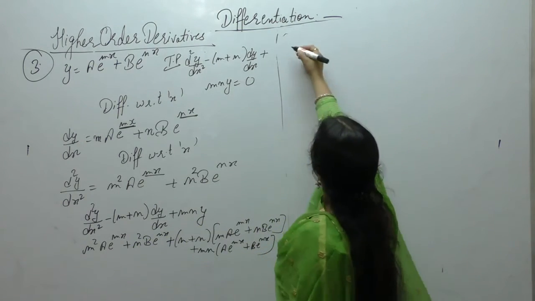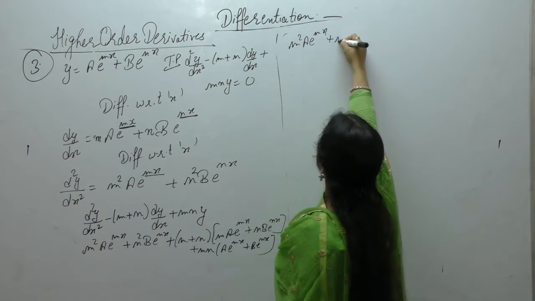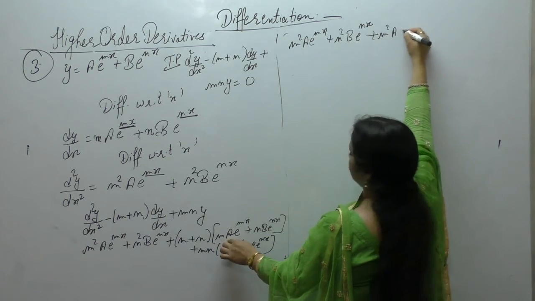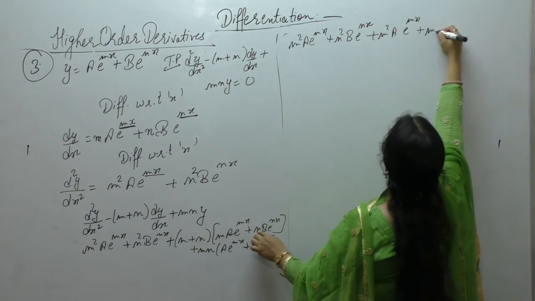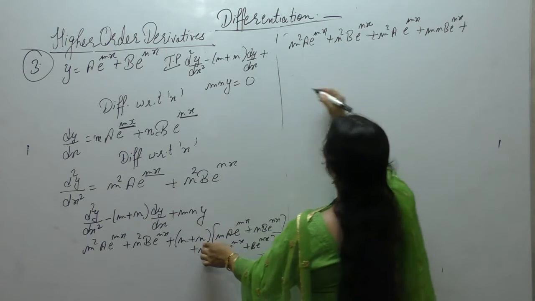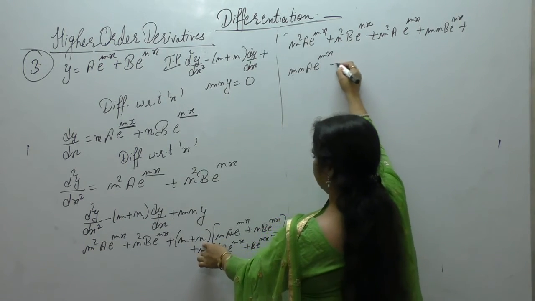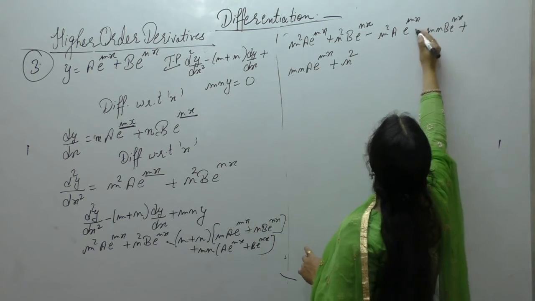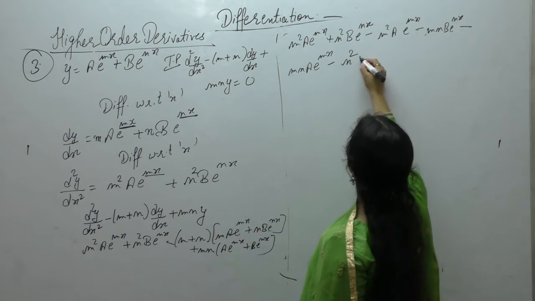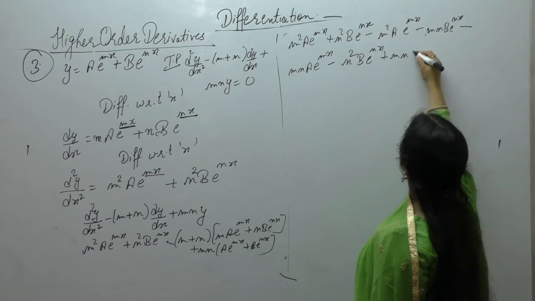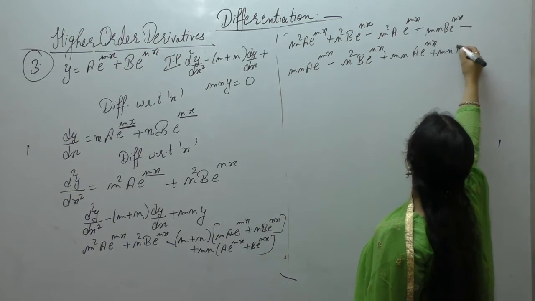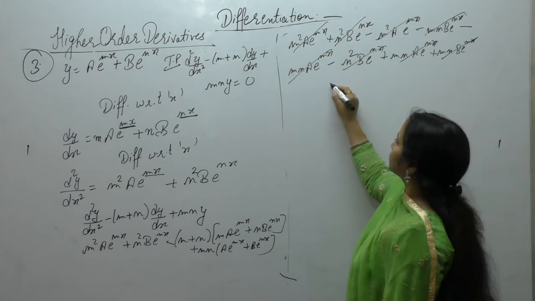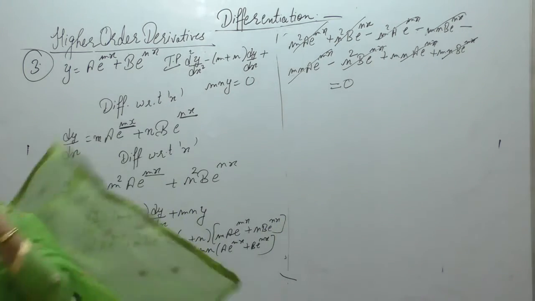What we get? m square a e^(mx) plus n square b e^(nx), m into m square a e^(mx) plus m into n b e^(nx) plus m into n a e^(mx) plus n square. Here we have negative sign, so all the signs will change. Minus n square b e^(nx) minus mn a e^(mx) minus mn b e^(nx), n square and m square, so that is equal to 0. This is what we want to prove.